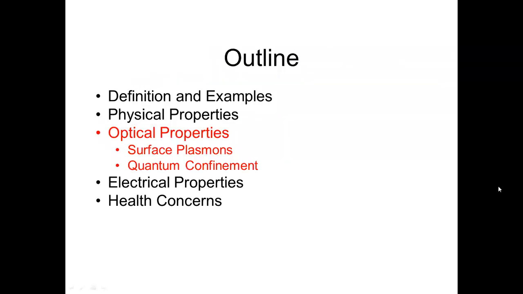So what we've done so far is we've looked at some definitions and examples and physical properties of nanoparticles. What we're going to review now is some optical properties. So we're going to look at briefly surface plasmons and quantum confinement. Then we'll look at electrical properties, and then some quick links to health concerns. This material is covered in other courses within our offerings, so I'm going to go over this kind of quickly.